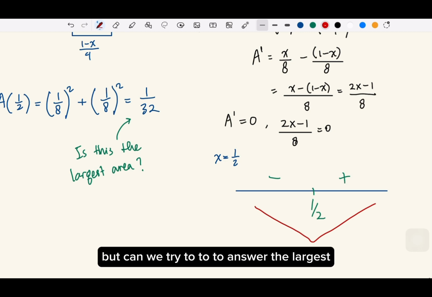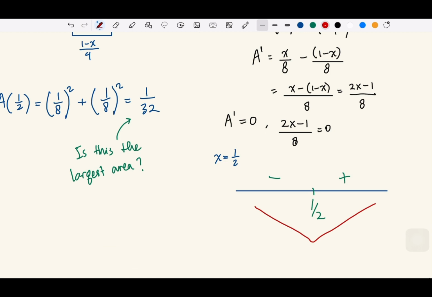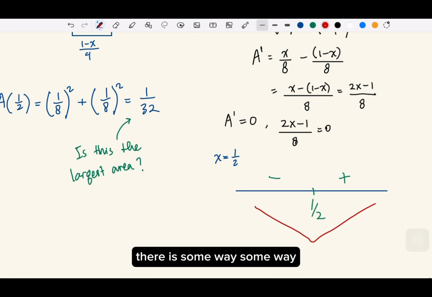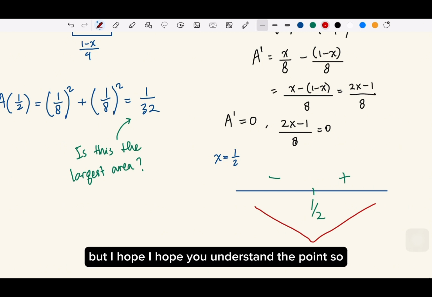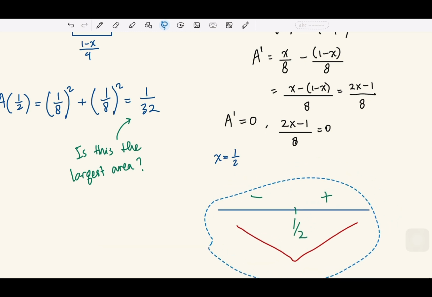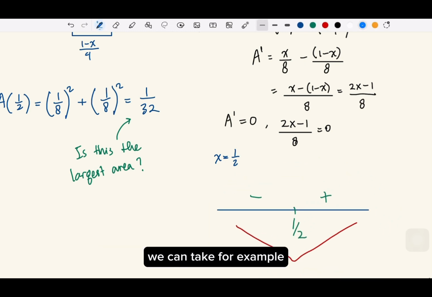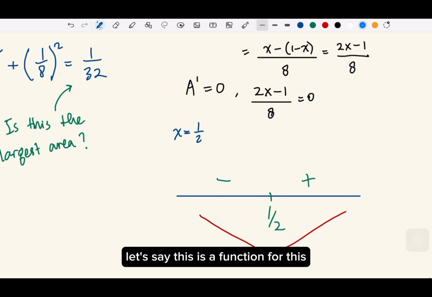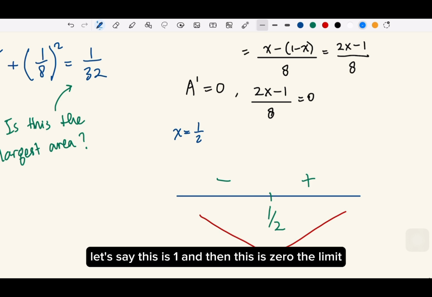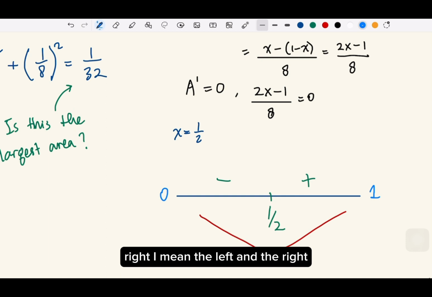But can we try to answer the largest? There is some way, but it will include limit. So the answer is a little bit abstract, but I hope you understand the point. We can take, for example, let's say this is a function. Let's say this is 1 and then this is 0, the limit, right? I mean the left and the right, the wire. Okay? We have 1 meter.